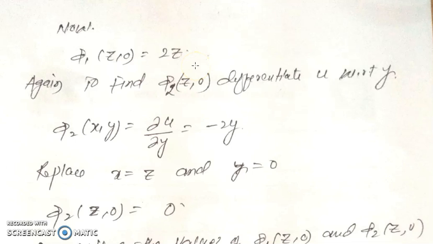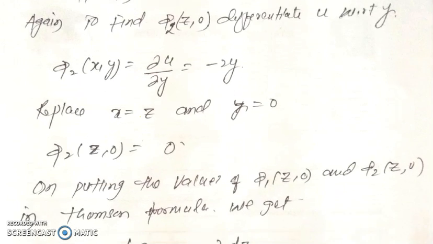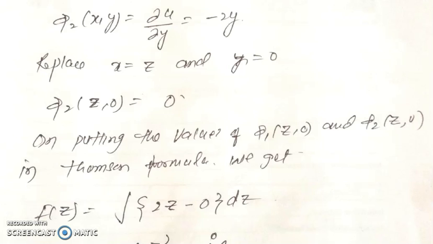Again partially differentiate u with respect to y, and that is phi 2 (x, y) is equal to minus 2y. Again here my need is phi 2 (z, 0), but we have phi 2 (x, y). So again there is a need to replace x by z and y by 0. After replacing x is equal to z and y is equal to 0, we get phi 2 (z, 0) as 0. Now we have both values of phi 1 and phi 2.